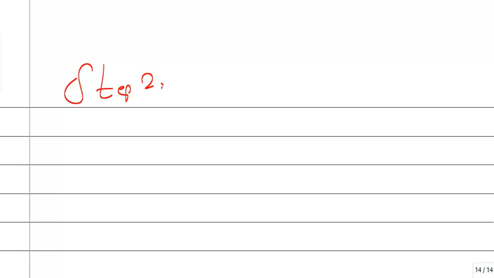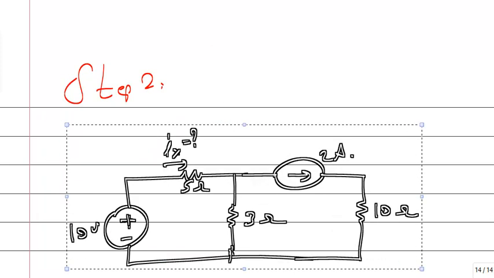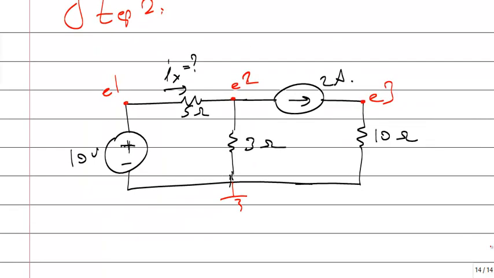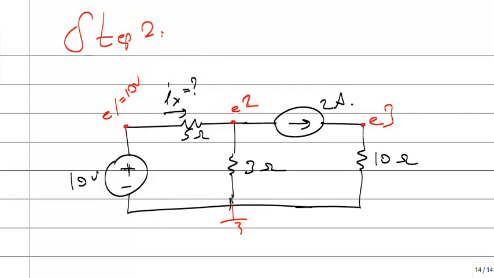Step 2, give names to nodes. This is my circuit, E1, E2, E3. And I can write E1 actually, but this is a known voltage, so I can write the voltage directly. Let me write E1 is 10 volts. I know that. Why? There is a voltage source and the negative side is 0. So the difference between the 2 terminals of the voltage source should be its value. 0 plus 10 is 10. So there are two unknowns.